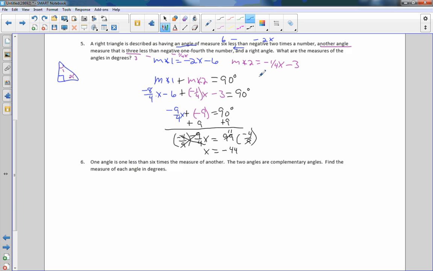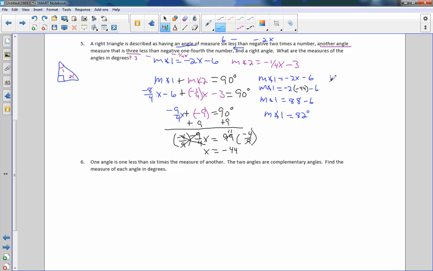So the measure of angle 1 equals negative 2x minus 6. The measure of angle 1 equals negative 2x minus 6. The measure of angle 1 equals negative 2 times negative 44 is 88 minus 6. The measure of angle 1 equals 82 degrees.